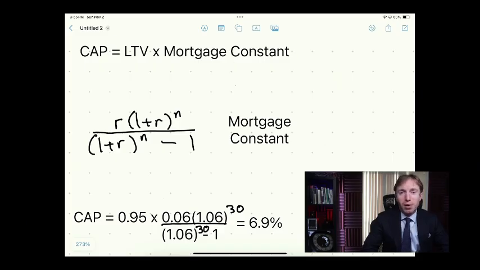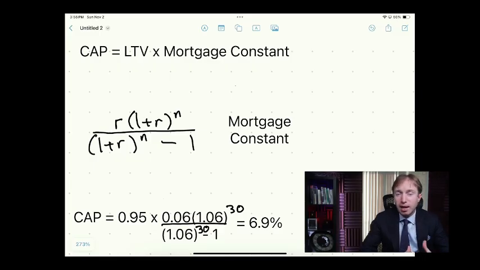Above that, I'm going to have to be comfortable with covering being negative. And below that, great, I'm cash flow positive, hopefully, right? So the cap rate, again, is the trick for zero holding costs.